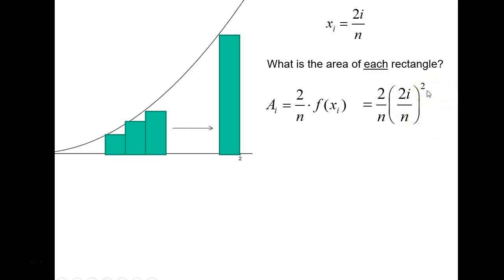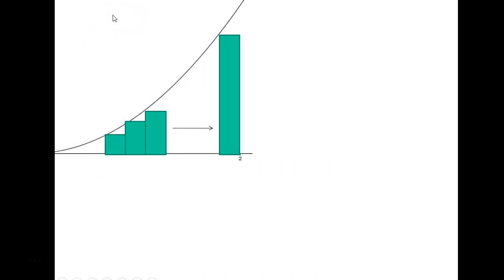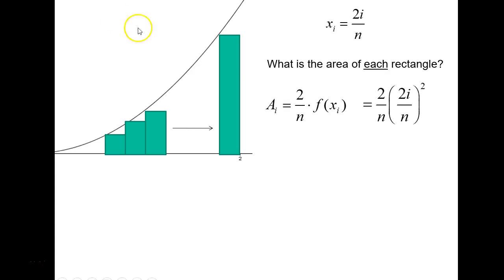Where am I getting that from? Remember what the function was. The function was y equals x squared, right? f of x equals x squared. So to get the corresponding y values, I'm going to plug in that 2i over n in place of the x. So that gives me 2i over n squared because the function was x squared.